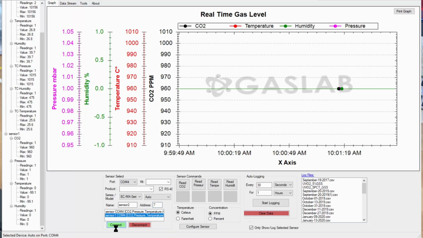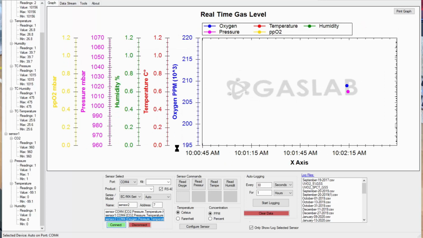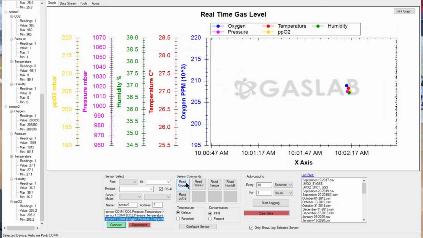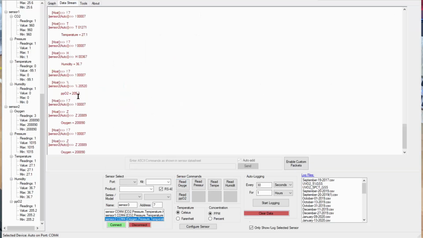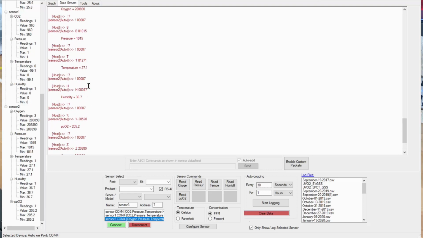And lo and behold, our oxygen sensor shows up. And we'll read a little oxygen. Again, you'll see that in the data stream portion of it, it sent the information down to address 7, was acknowledged as address 7, and we were off to the races. So, back to the graphing screen.